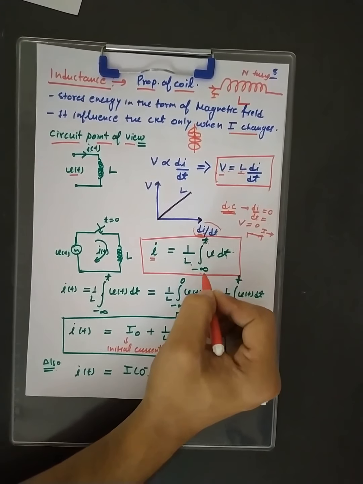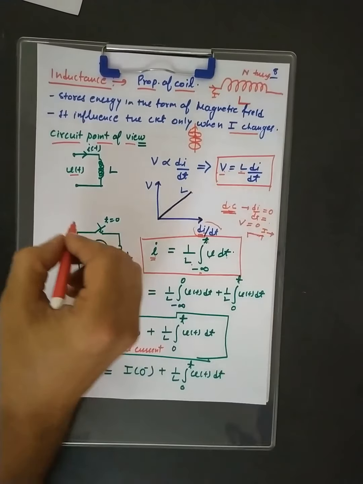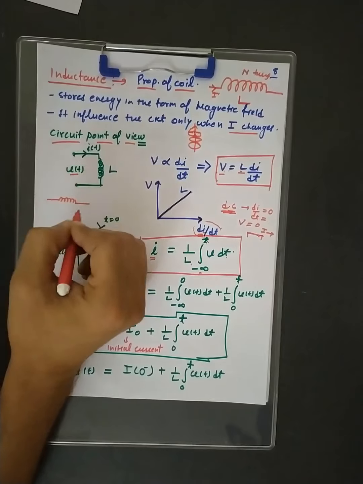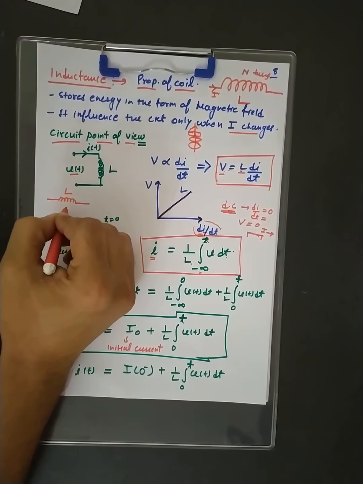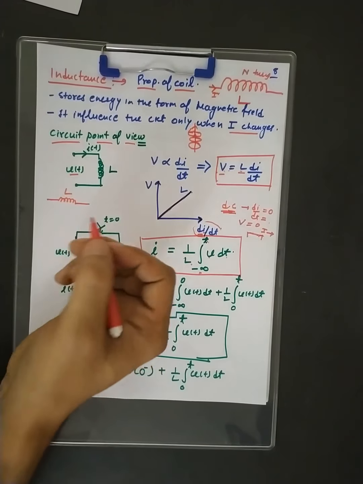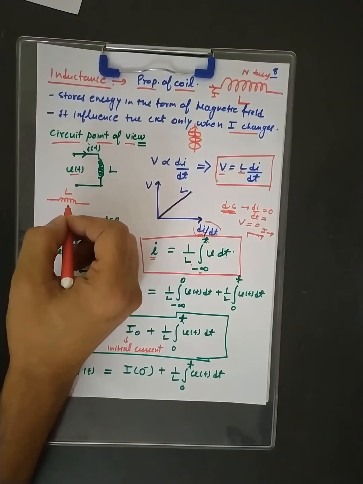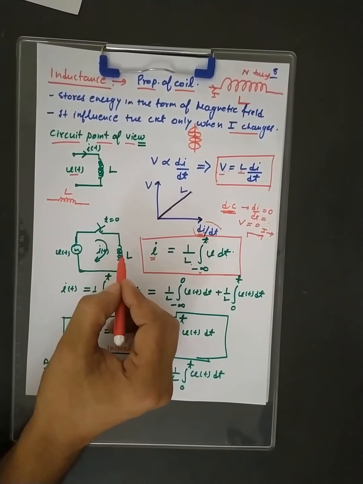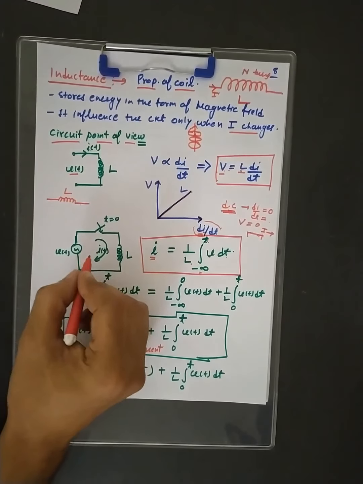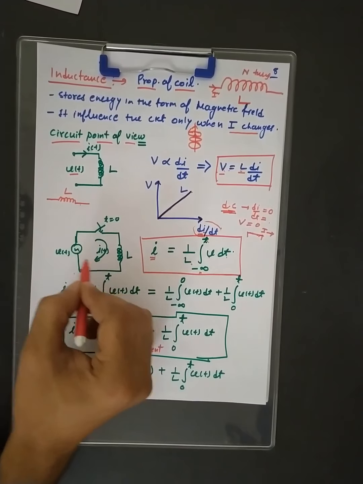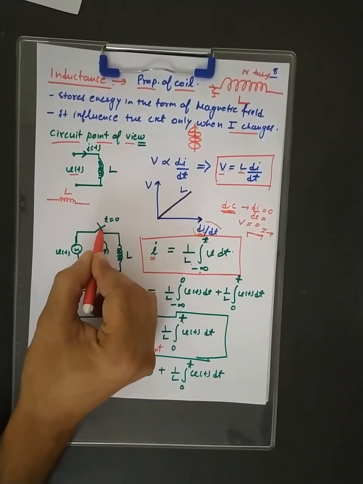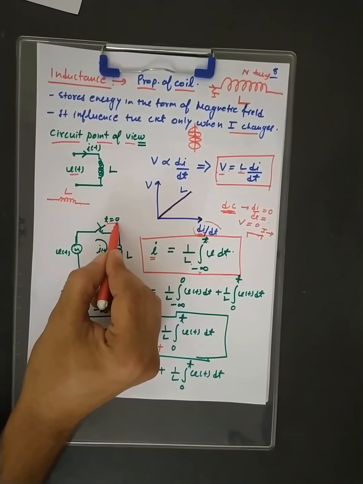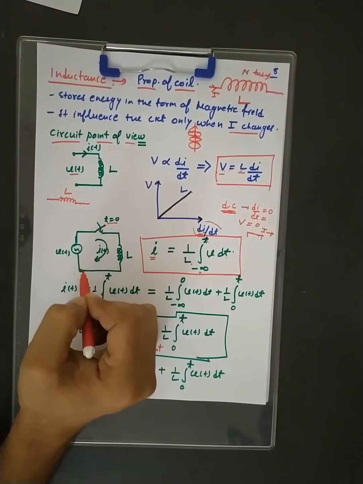Now I will tell you the meaning of this minus infinity. Because an inductor is an energy storage element, before connecting to a circuit, if it is charged, it has stored some energy. Suppose initially you have given some energy, and then you are connecting this inductor in the circuit. This diagram is drawn over here: you can see the voltage source, and this switch, which is going to close at t = 0, and the inductor is connected over here.